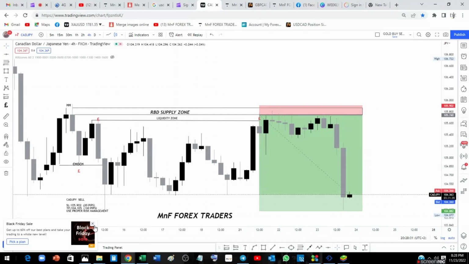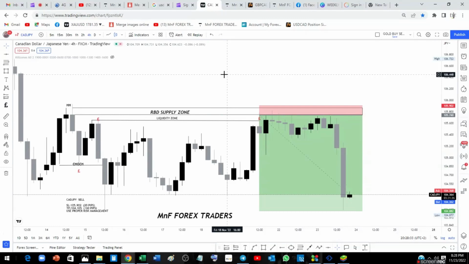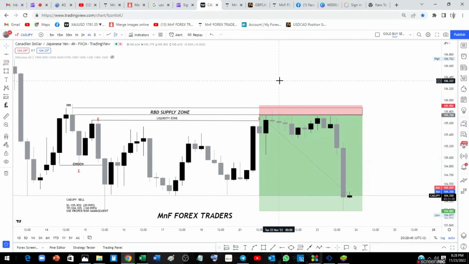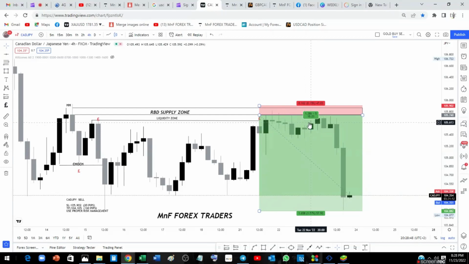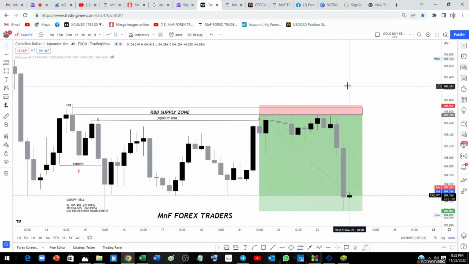I'm here with a brief tutorial and a trade breakdown on CADJPY, an absolutely beautiful trade that we had on Monday. And today it has finally hit our take profit. It was a 1 to 10 risk reward ratio with a target of 160 pips. So watch the rest of the video to find out how I actually managed to take this trade and everything else.